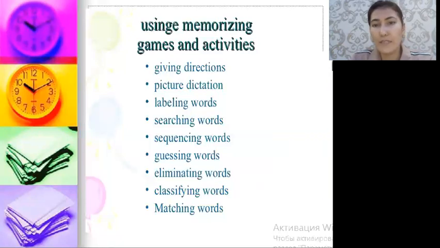So using memorizing games and activities. So here is a list of some activities: giving directions, picture dictation. You can use labeling words, searching words, sequencing words, guessing words, eliminating words, classifying words, and matching words.